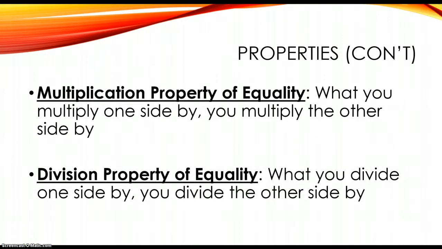The first one is the multiplication property of equality, and that states that whatever you multiply one side by, you have to multiply the other side by. So again, we're keeping that idea of equality on both sides of our equal sign. And then our last property is the division property of equality, which again says whatever you divide one side by, you must divide the other side by. So again, keeping it equal. Whatever you do to one side, you must do to the other. Make it the same operation to both sides.